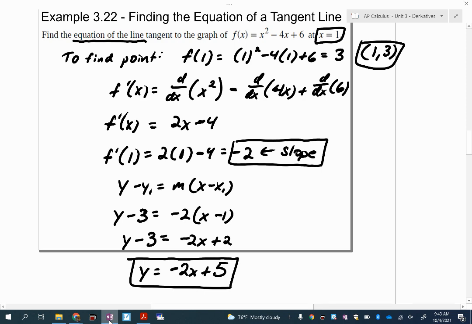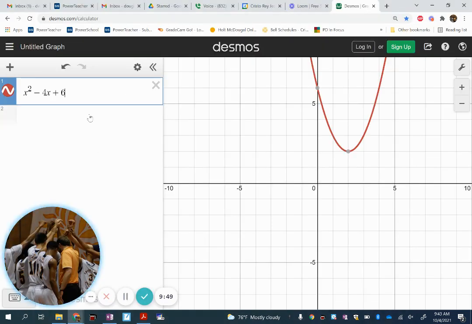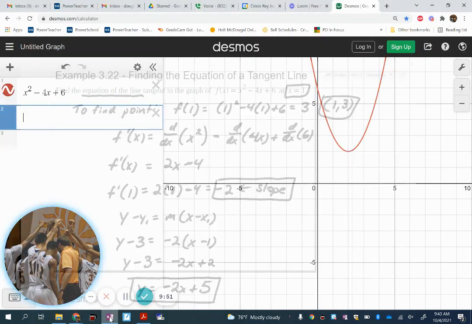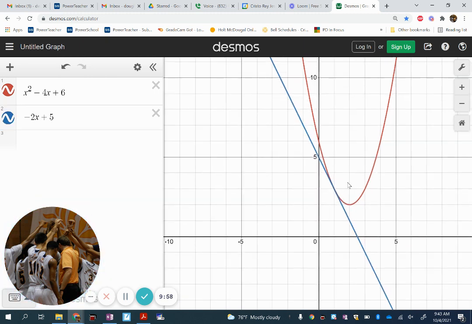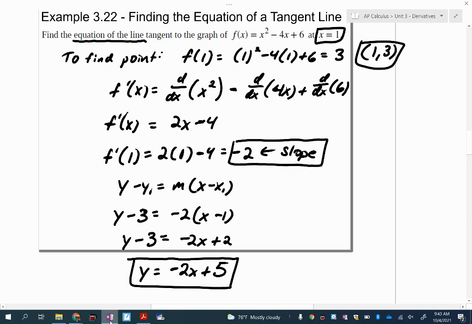There it is, x squared minus 4x plus 6. And I'm also plotting my line, which is negative 2x plus 5. Look up here, right? This point 1, 3, there's my point 1, 3. And that blue line is the line that is tangent to this red curve at the point x equals 1. All right, so just kind of putting it all together in your brain of like what we were doing there. Okay, let's keep going.